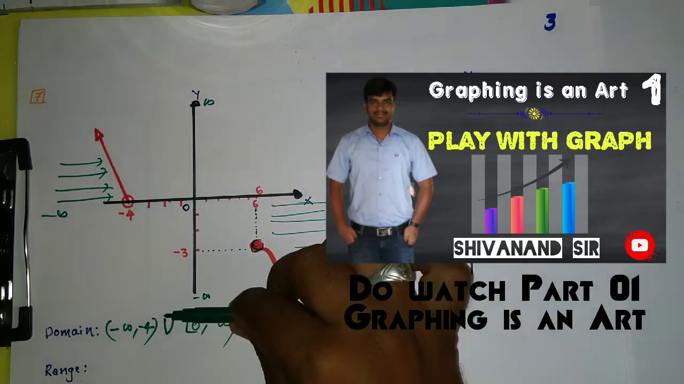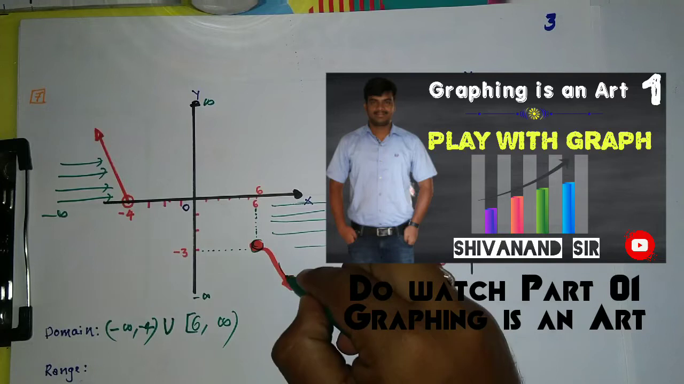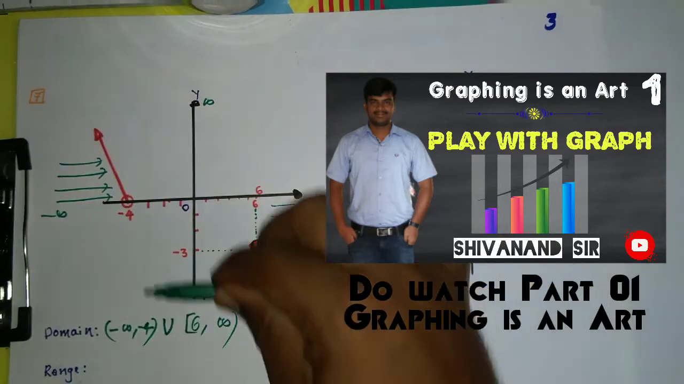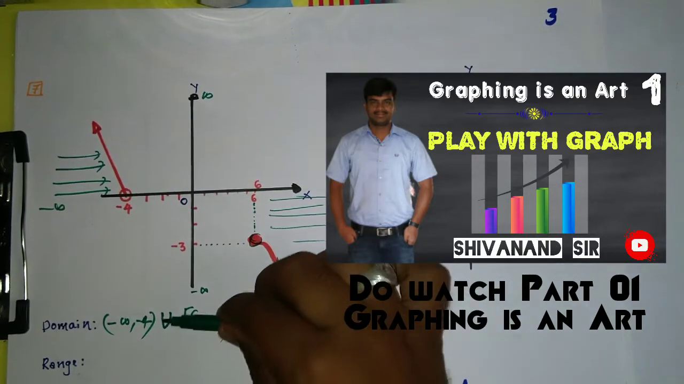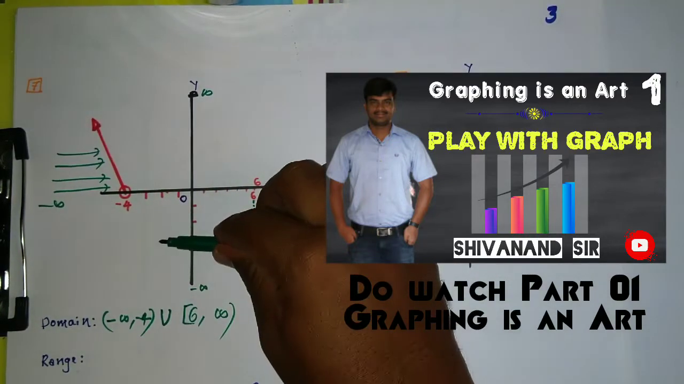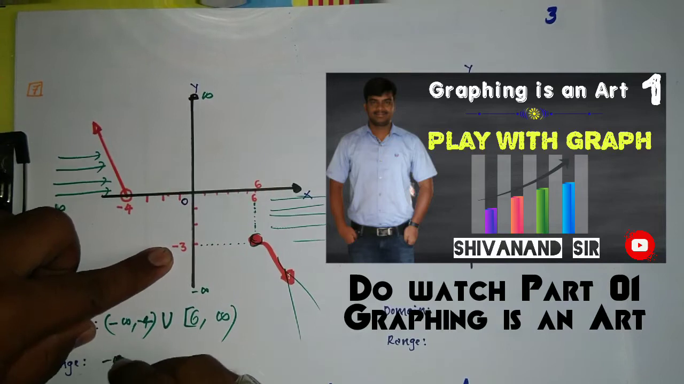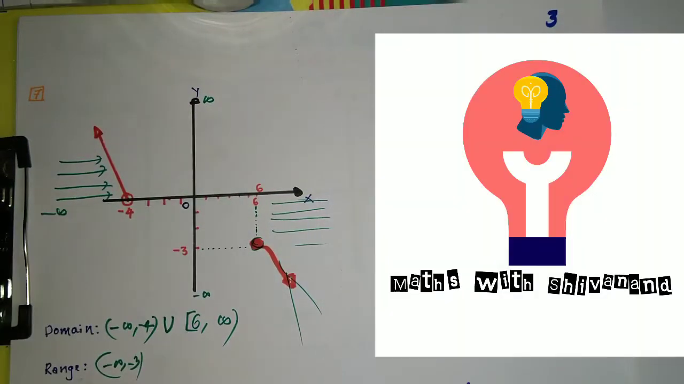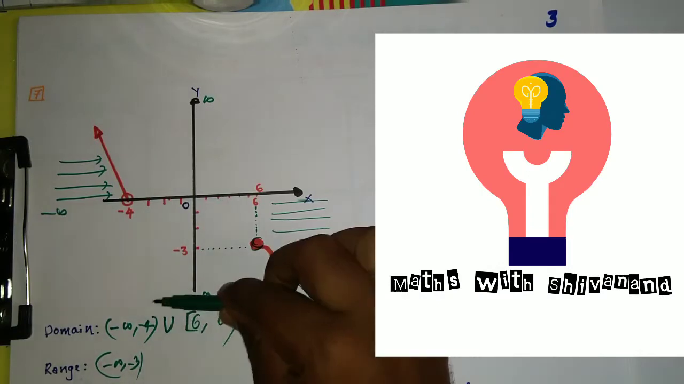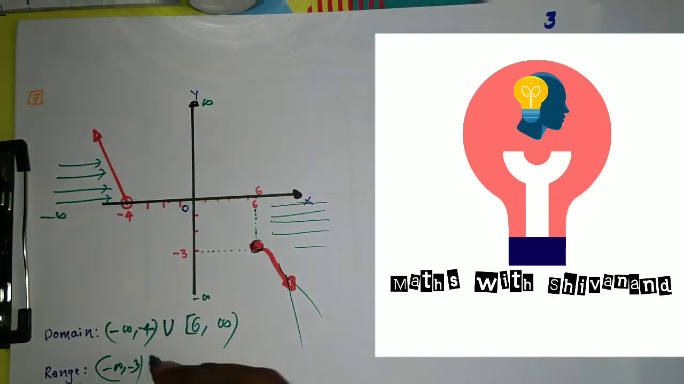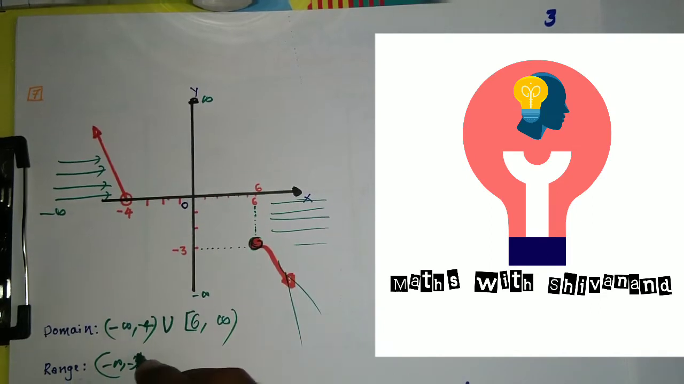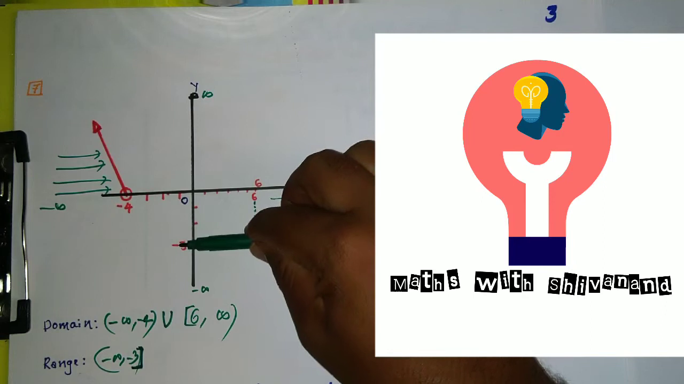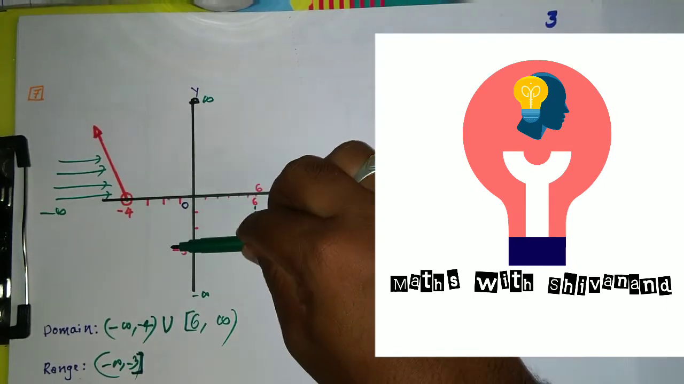Check along the y-axis. I'm checking. The graph is going downwards towards minus infinity, so it has all the values right from minus infinity up to where it stops, minus 3. Minus infinity to minus 3. 3 should count here, so it should be a closed interval.